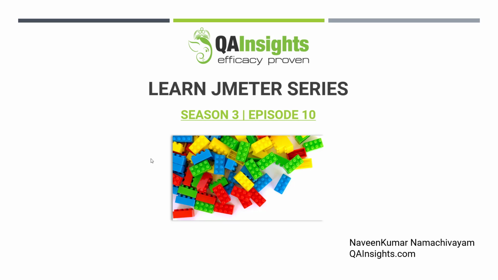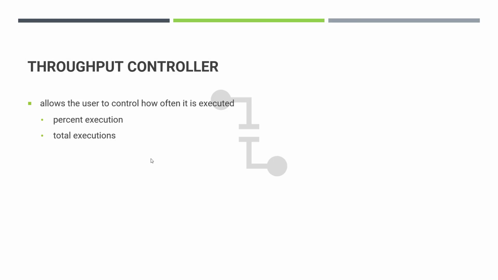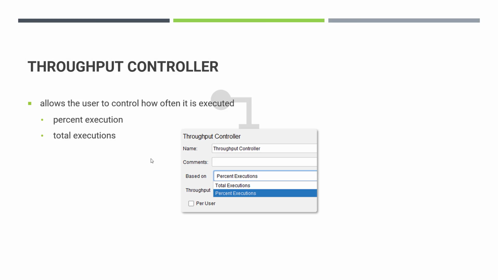Welcome to the Learn JMeter series. In this season 3 finale, we are going to see about the Throughput controller in JMeter. The Throughput controller helps you control how often your elements are executed. It comes with two modes.